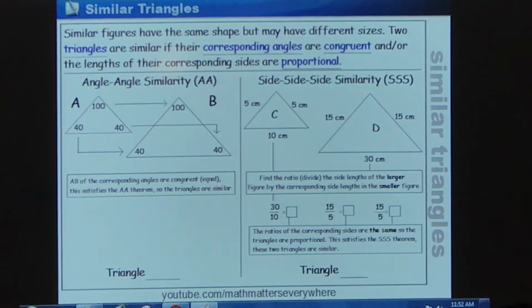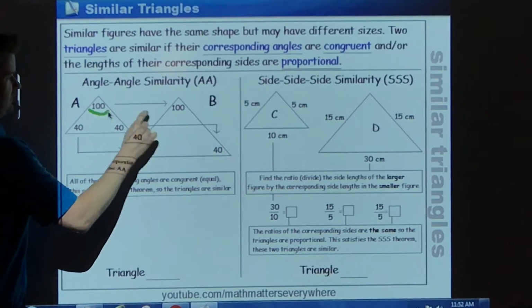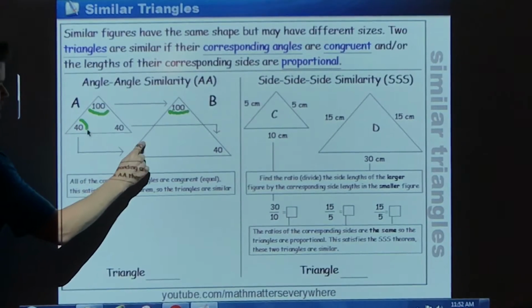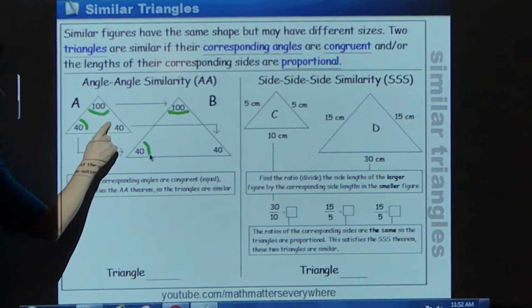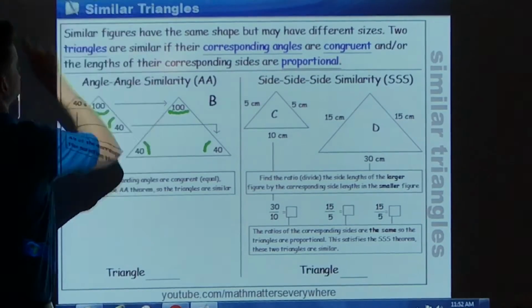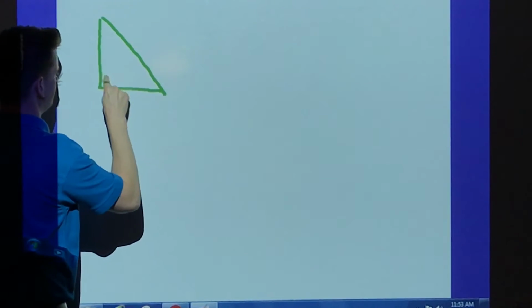Angle-angle says this: two triangles are similar if all of their corresponding angles are congruent. So if you look at triangle A and triangle B, are those two angles congruent? Yes. What about these two? Yes. And these two? Yes. Remember, it's corresponding angles, so it's the same angle depending on how the triangle's orientation is. So if we take this one, I want you to look at this. We have a right angle here.